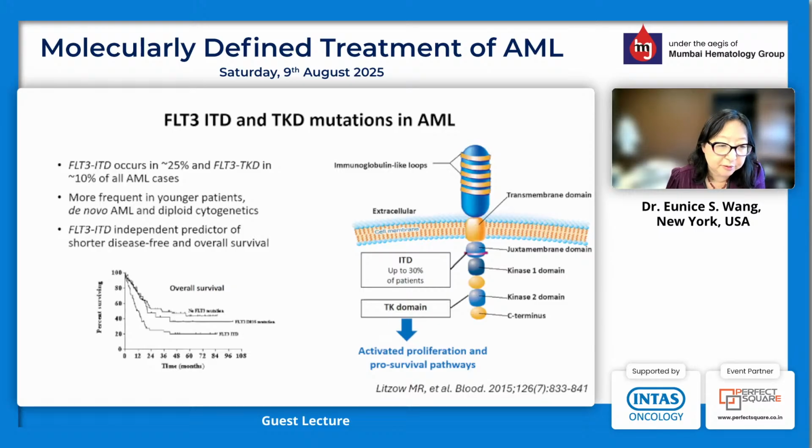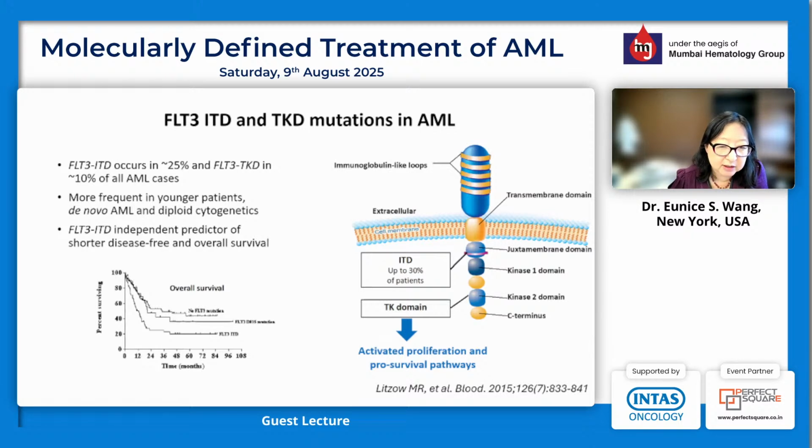So FLT3 was the initial game changer, as we say, for the development of targeted or molecularly directed therapy for acute myeloid leukemia. And so targeting FLT3 in 2017 with midostaurin opened the door for us to now have the precision medicine approaches that we currently utilize.